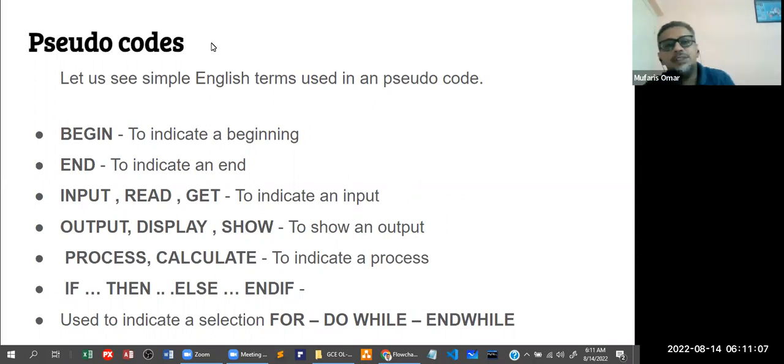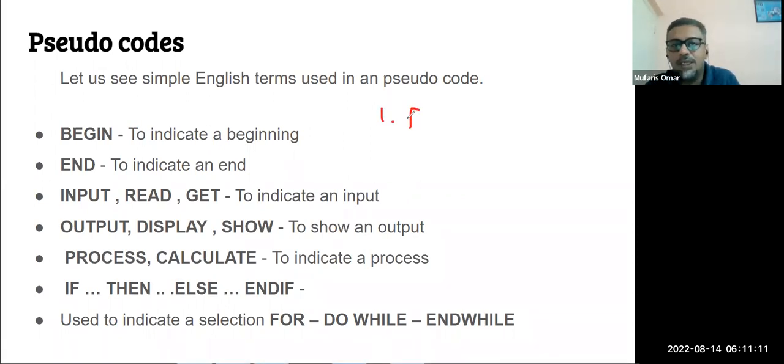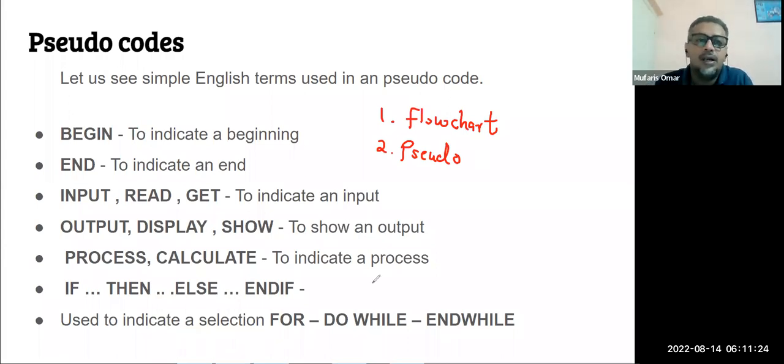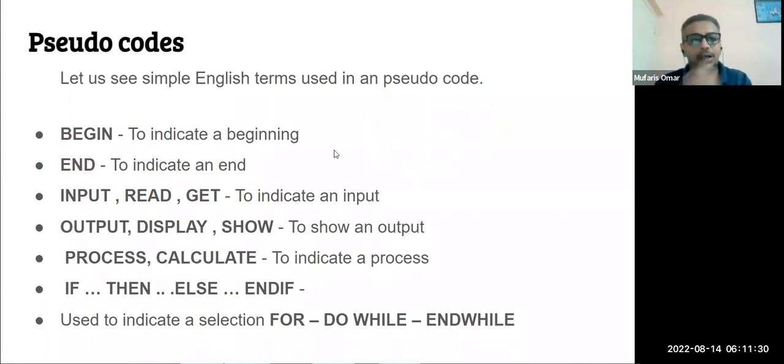What is the first one? The first way is the graphical way, which is flowcharts, right? Okay, what is the other one? The pseudocode. So you can represent an algorithm in a text-based way. So that's flowcharts and pseudocodes. Remember we said you can use simple English terms when you write pseudocodes.